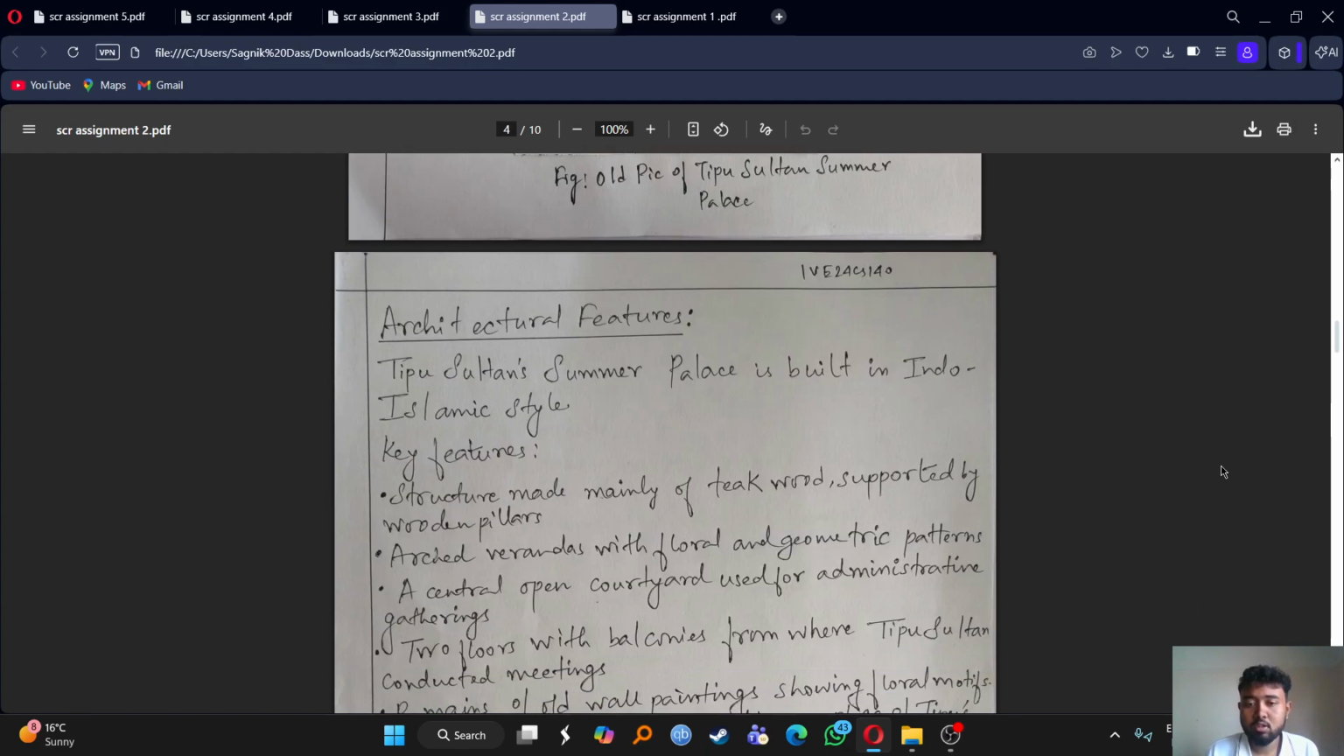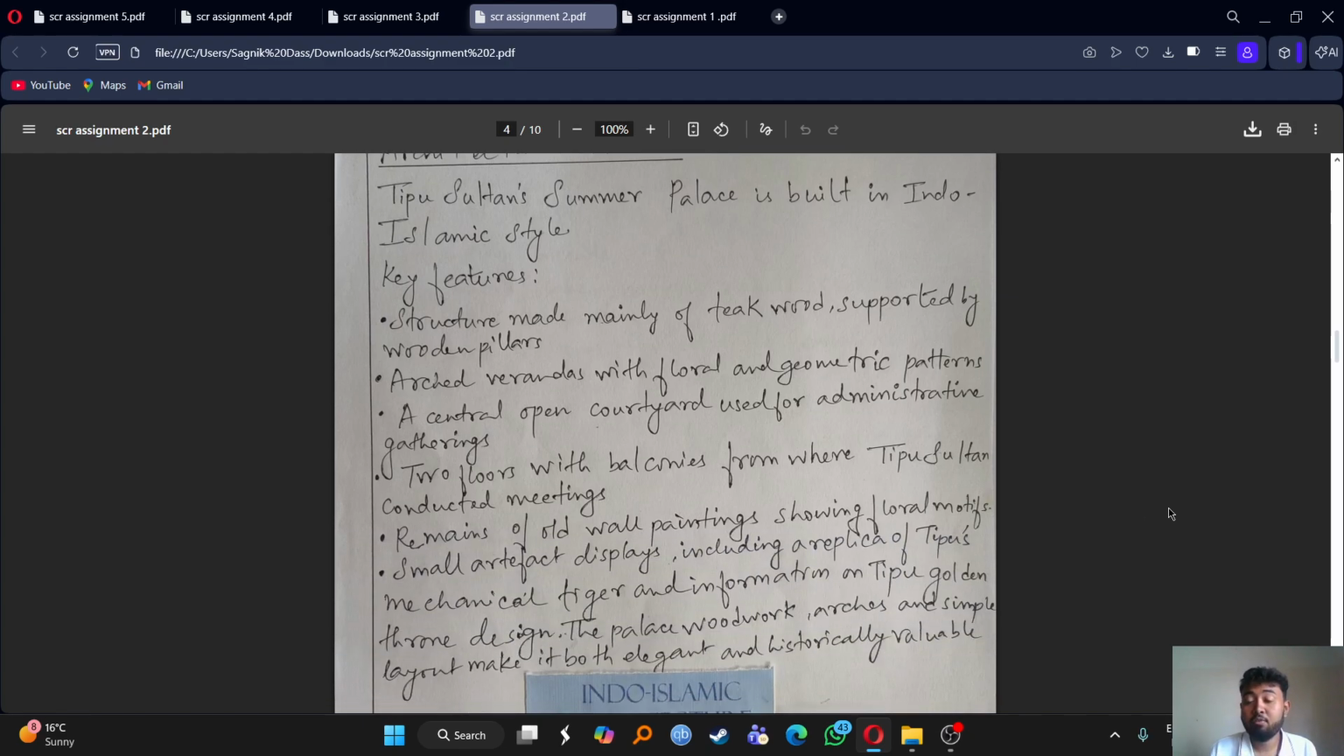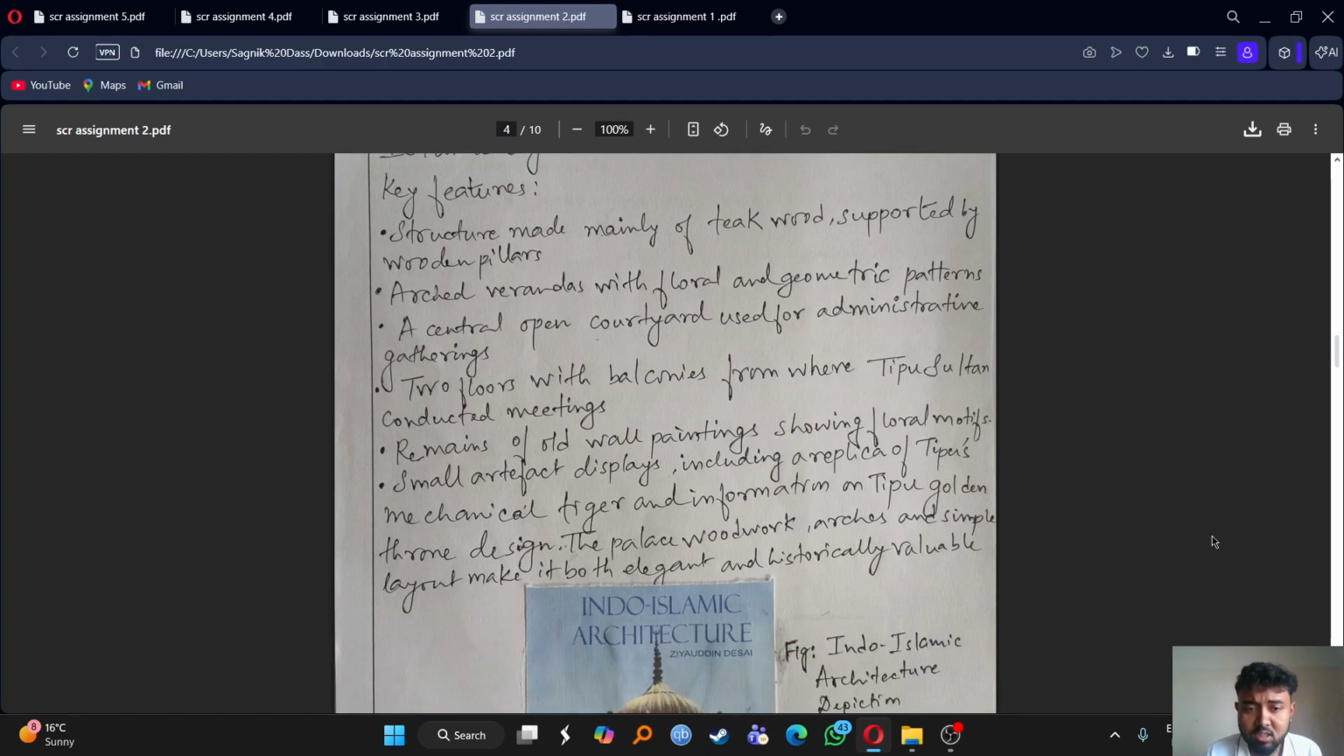Architectural features: Tipu Sultan's summer palace is built in Indo-Islamic style. The style is Indo-Islamic, not fully Islamic. The key features: the structure is made mainly of teak wood. Teak wood has been primarily used. There are ornate verandas with floral and geometrical patterns, a central open courtyard used for administrative gatherings, and two floors with balconies from where Tipu Sultan conducted meetings.